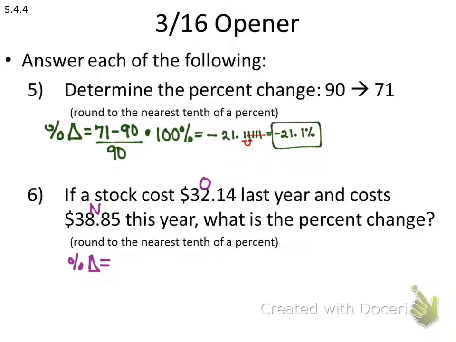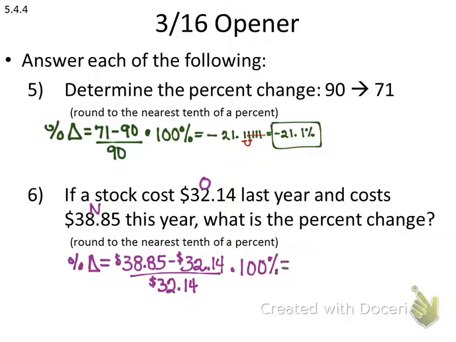Okay? So let's go ahead and plug it into our formula. So we have new minus old divided by old times 100%. What's the direction say we're going to round it to? The nearest percent. The nearest what? Tenth of a percent. Okay. So take a second, get your answer in your calculator.